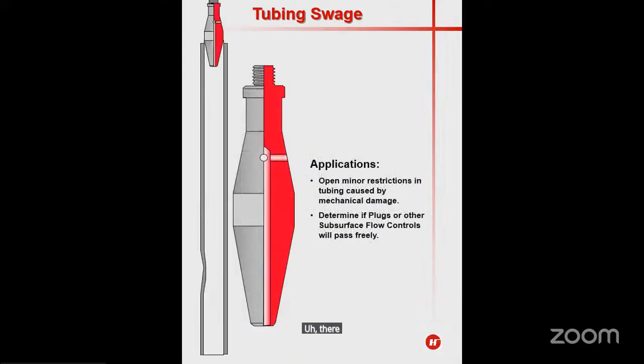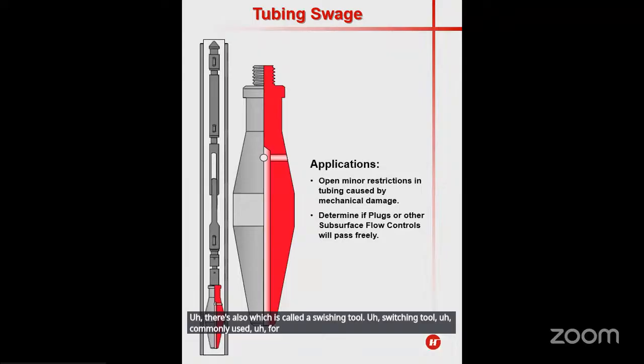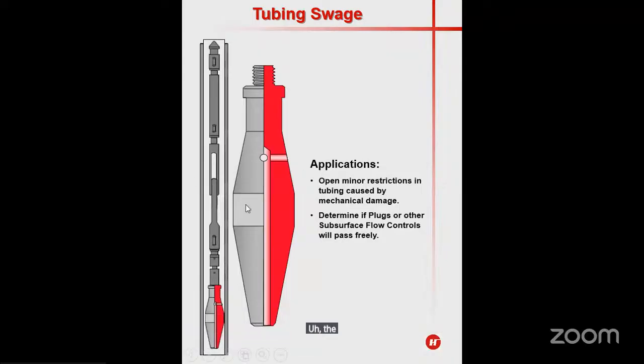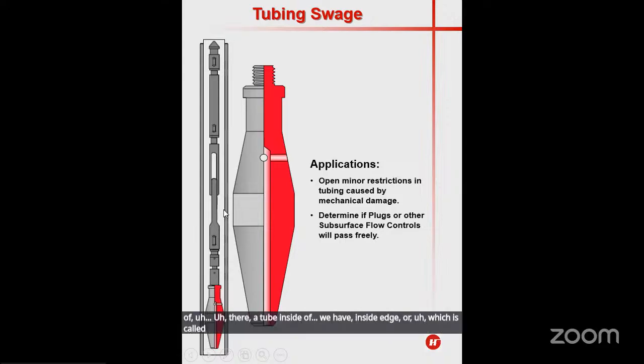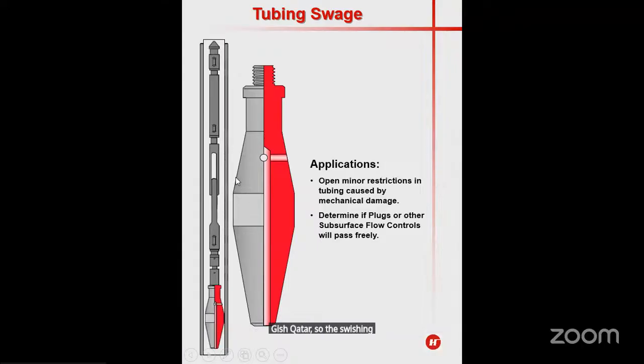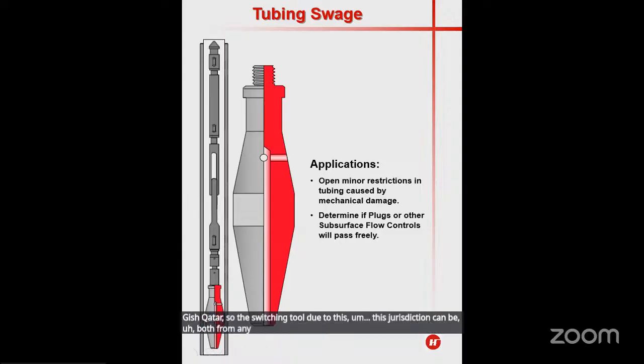There is also what is called a swaging tool, commonly used for drifting or passing any inside edge of the tubing. If we have an inside edge, which is called a restriction, it can't be passed by the gauge cutter. So the swaging tool, due to its cross section, can pass any edge or obstruction.